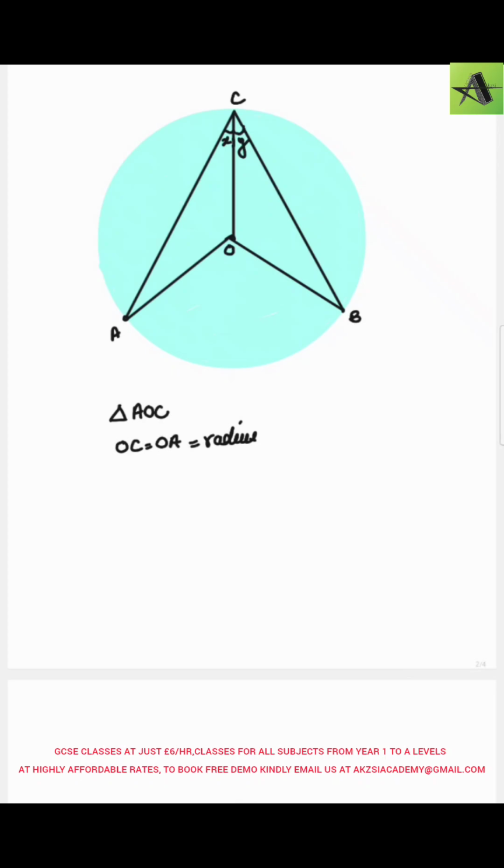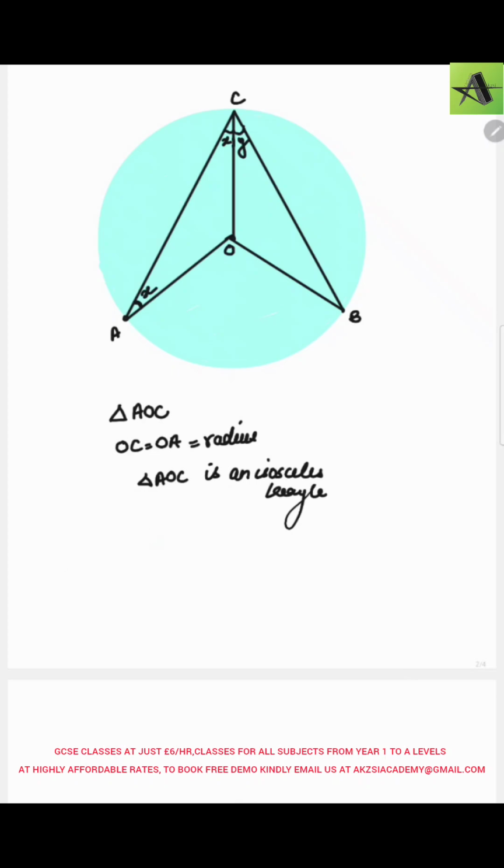Coming back to this question, OA is equal to OC. Then again, pause this video and think, why is it helping me? For this triangle, what kind of triangle is it if these two sides are equal? This is an isosceles triangle. So triangle AOC is an isosceles triangle, which means, by the property of an isosceles triangle, that the angles opposite the two equal sides are always equal. So this is x as well.